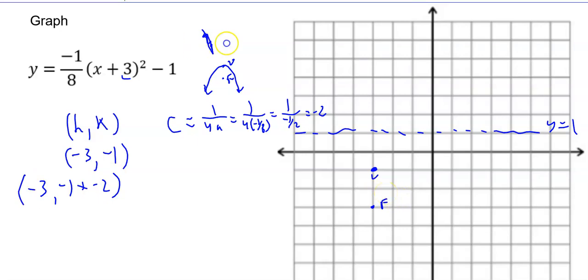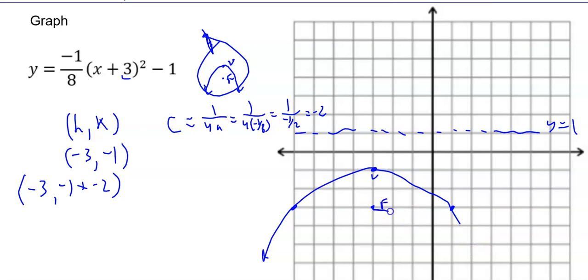So I just like to kind of draw it out, sketch it out, and think it through. I just think it's easier. 2 units down is your c value. So I'm going to go 2c in each direction, so 4 in each direction. So 1, 2, 3, 4 from the vertex, make my focal diameter. 1, 2, 3, 4 from the vertex, and then draw my parabola. So you're using those focal diameter points.